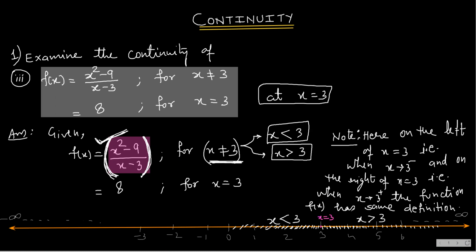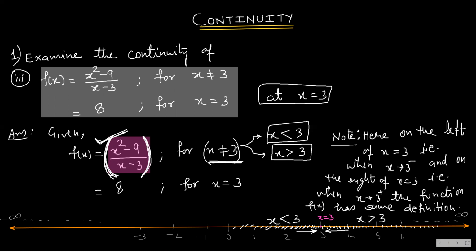I hope you follow what I said just now. On the left of x equals 3, that is x tends to 3 negative, that is when x is lesser than 3. On the right of x equals 3, that is when x tends to 3 positive, that is when x is greater than 3. The function is same. This you need to understand.